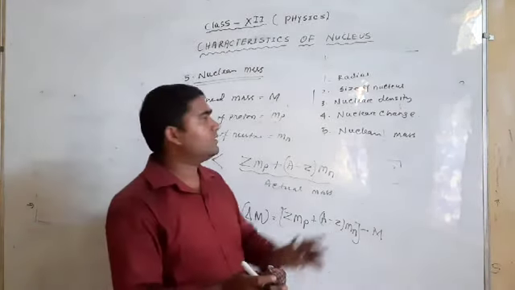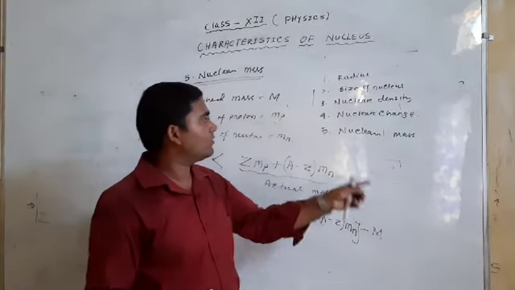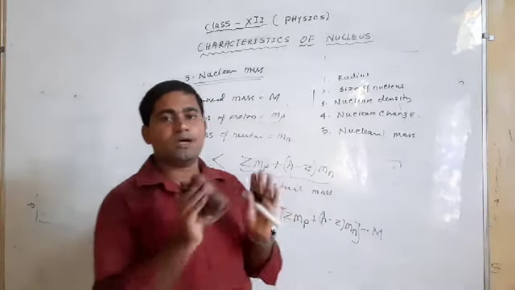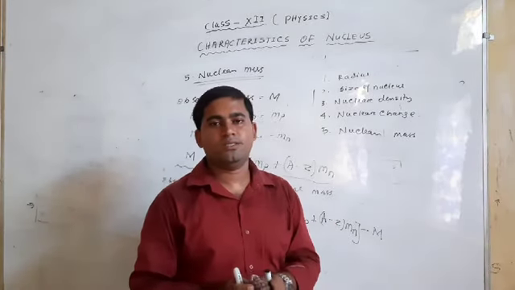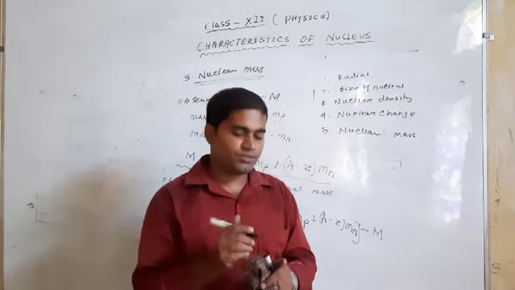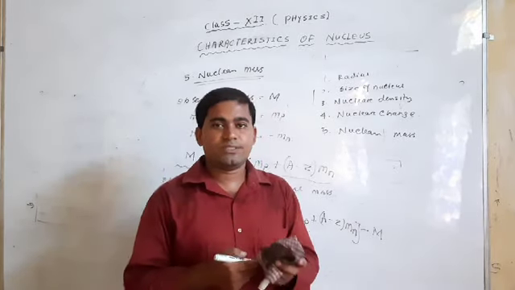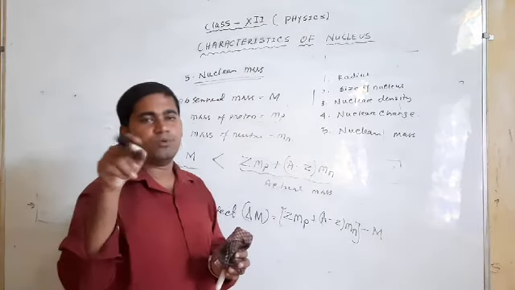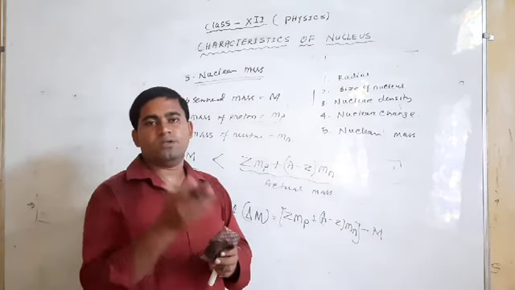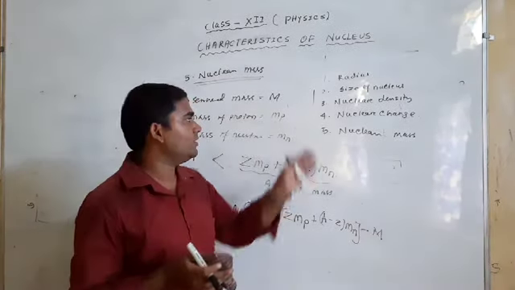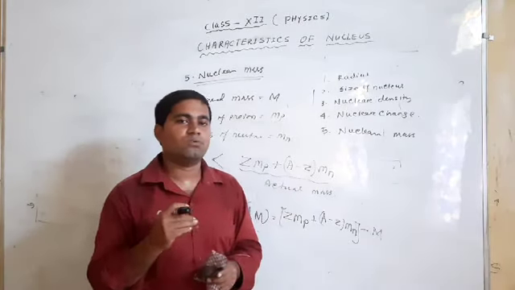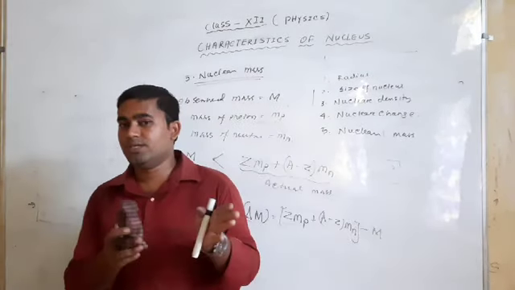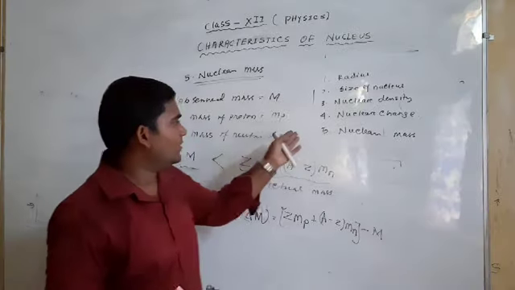So what we get: nuclear radius, size of the nucleus, density, charge and mass. Radius R equals R naught A to the power 1 by 3, where R naught is a constant, 1.2 Fermi. Size of the nucleus, volume V is proportional to A; volume of the nucleus increases with increase of atomic mass number. Nuclear density rho equals 2.3 into 10 to the power 17 kg per meter cube, which is independent of atomic mass number.